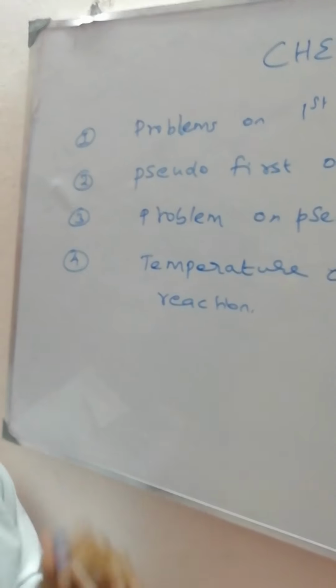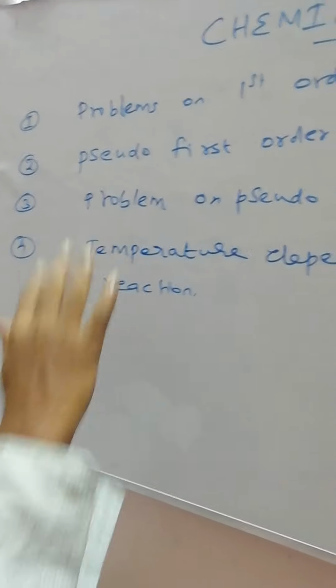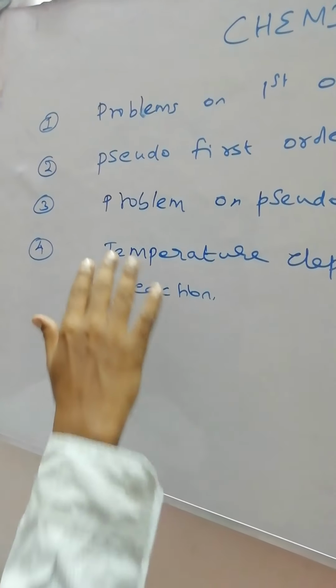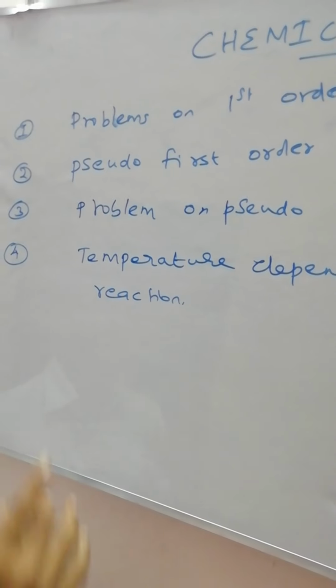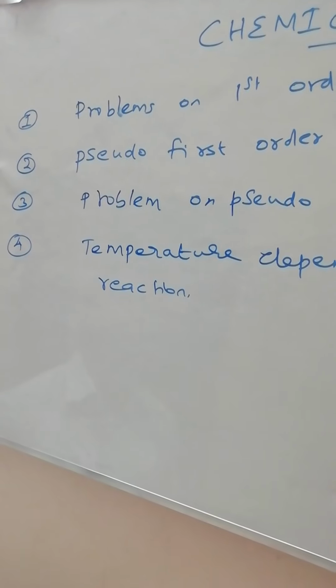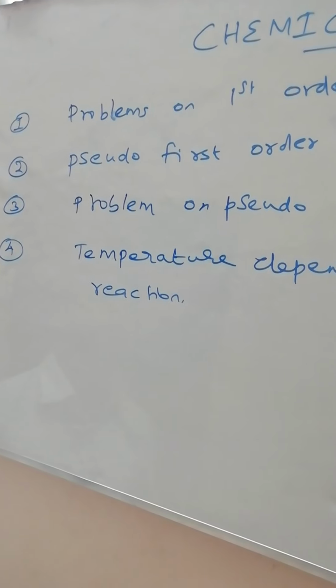Okay, today we are going to start these four topics: problems based on the first order reaction, pseudo first order reaction, and temperature dependence of rate of the reaction. These are the four important topics. In the last class I explained first order reaction, the derivation for first order reaction, and solved 2-3 problems. We are going to continue with 2 to 3 more problems based on the first order reaction.